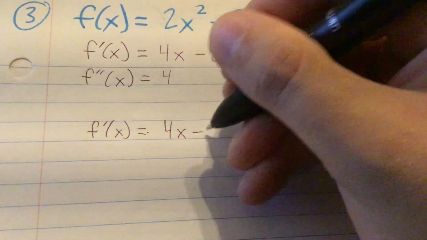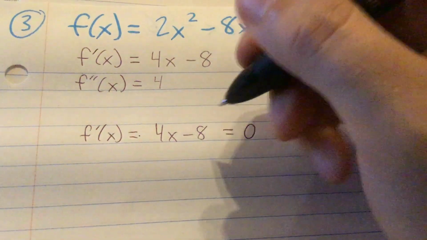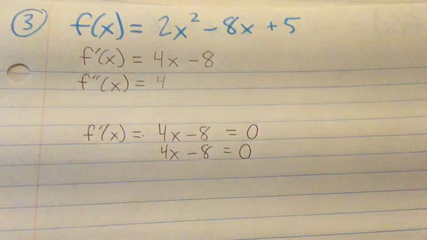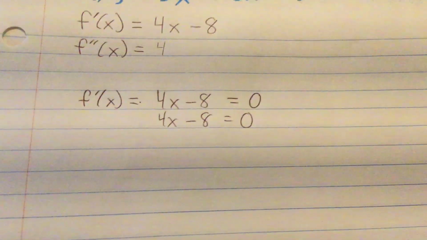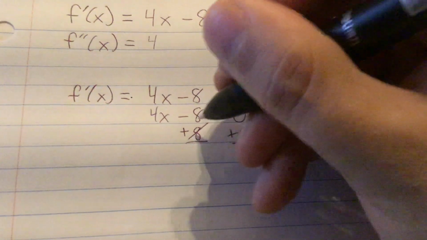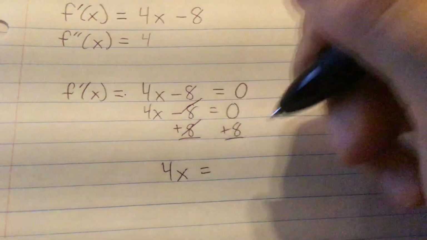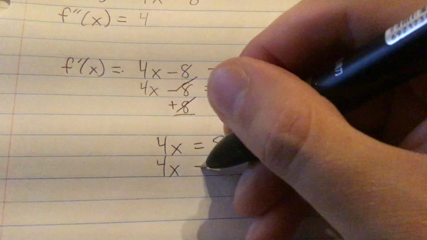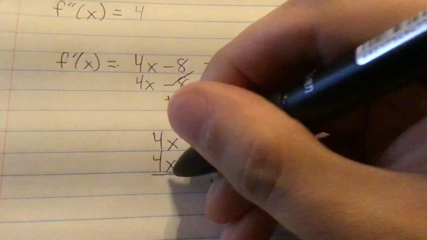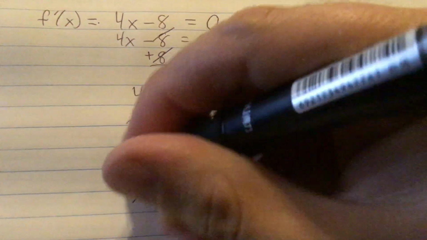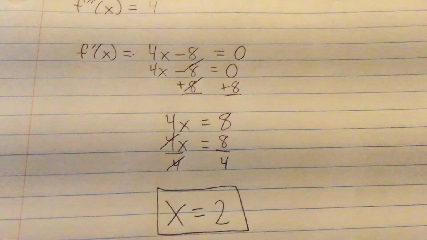F prime of x is equal to 4x minus 8, and we're going to set that equal to 0 because we want to figure out horizontal tangent lines. And let's solve for x. So how do I solve for x here? Well, I'm going to add 8 to both sides. So then I get 4x is equal to 8. Then I'm going to divide both sides of the equation by 4. So that means x is equal to 8 divided by 4, which is +2. So that's the x coordinate of my critical point.